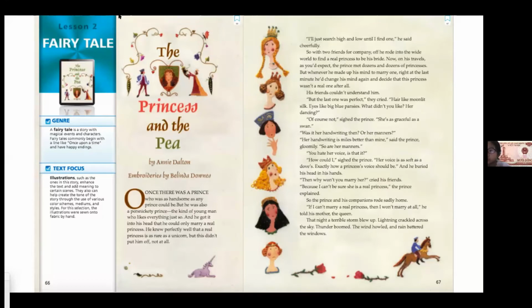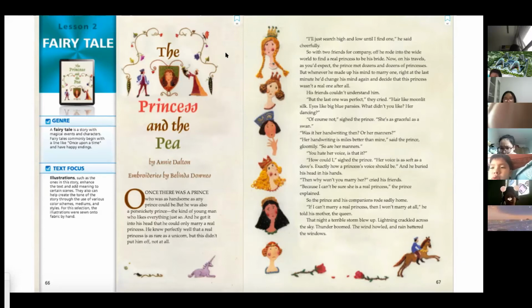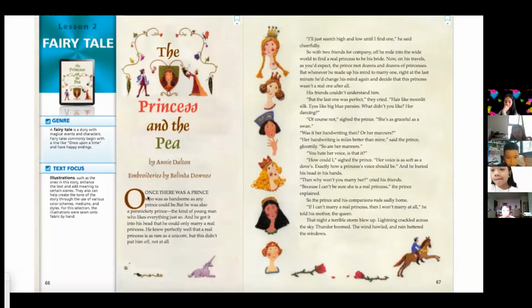So, how does the author in this first paragraph describe the prince? Toilam, what word does the author use to describe the prince? Everyone else can be typing their answers into the chat. Toilam? Persnickety. The author uses the word persnickety to describe the prince.